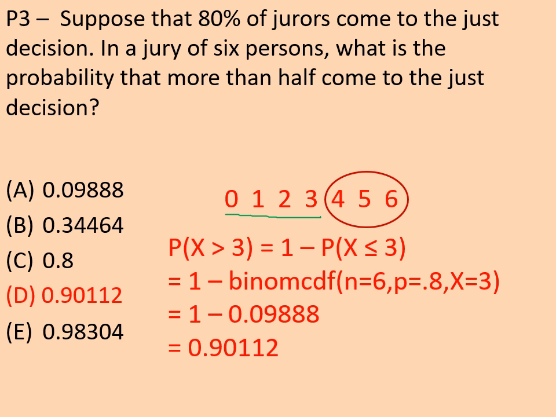Remember the sum of all the possibilities is 1. So we do 1 minus a binomial CDF with 6 as the number of trials. The probability of success for any given trial is 80%. And we want to use 3 because with a CDF, it's going to be 3 and everything below it. And so we'll subtract that from 1 and get about a 90% chance that more than half of the jurors will come to the just decision.